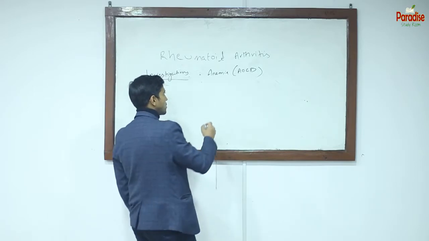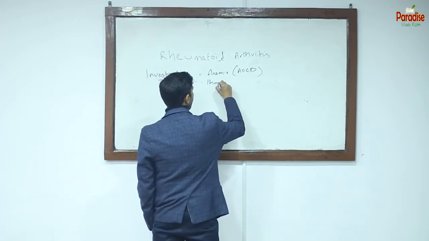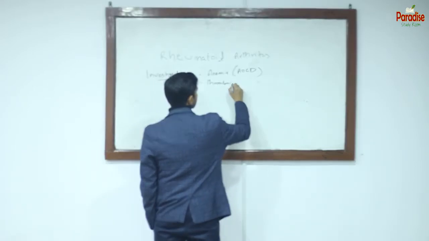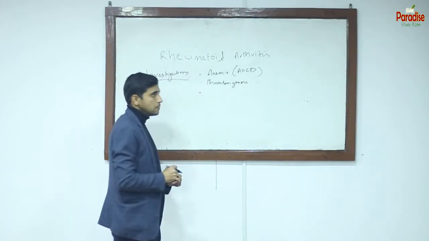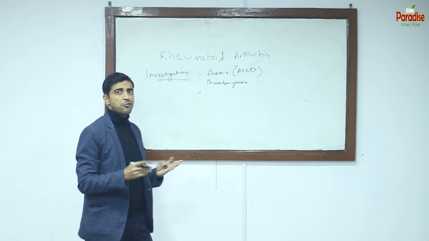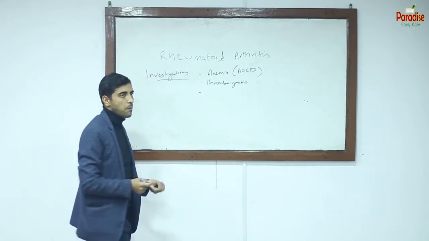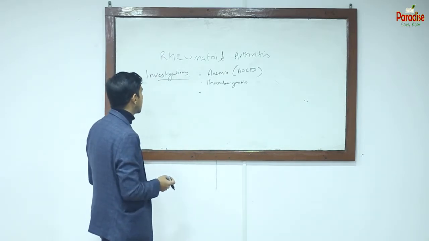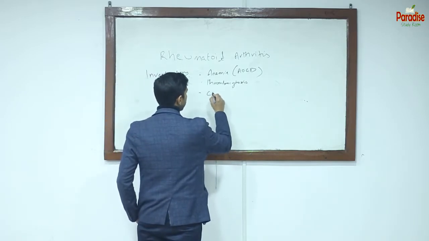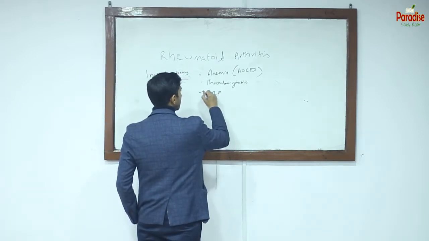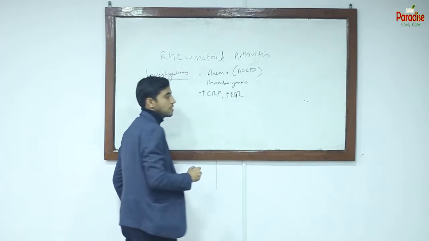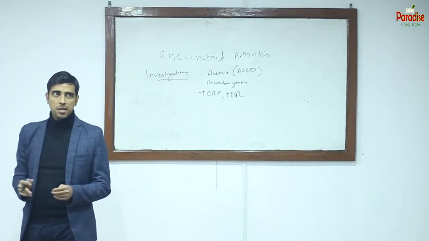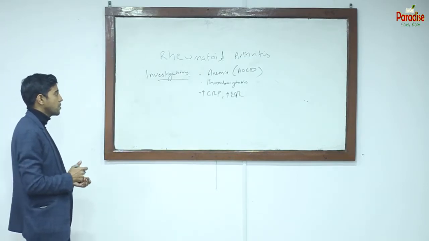They may have thrombocytosis. And what about the inflammatory markers? Inflammatory markers are usually raised in these patients. So CRP, C-reactive protein, and ESR are high in these patients.